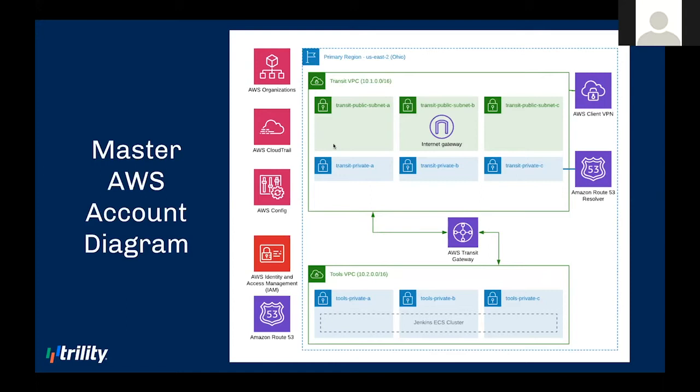And then outside of that, but still in the account, we're going to talk about Organizations, CloudTrail, AWS Config, like I said, Route 53, and Identity and Access Management.